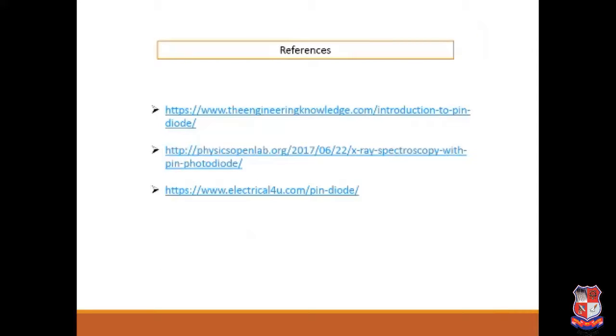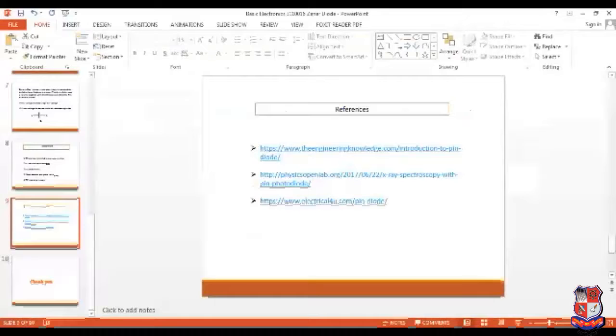These are the following references. Hence, in this, we have studied the PIN diode and its working, and all the references with the diagram.